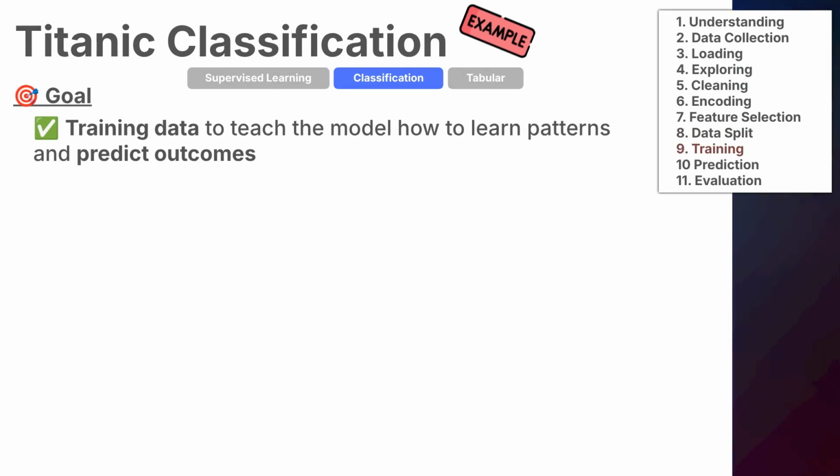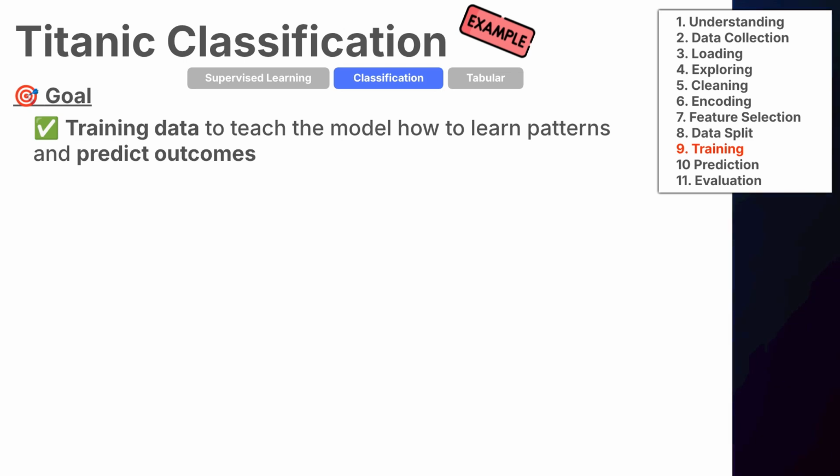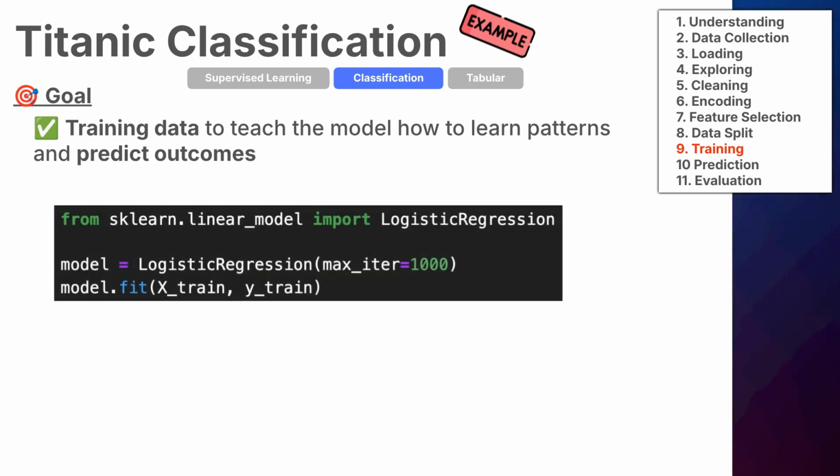9. Training. The goal of this step is to train data to teach the model how to learn patterns and predict outcomes. First, import logistic regression, a commonly used classification algorithm from scikit-learn. It's ideal for binary classification problems like this one.